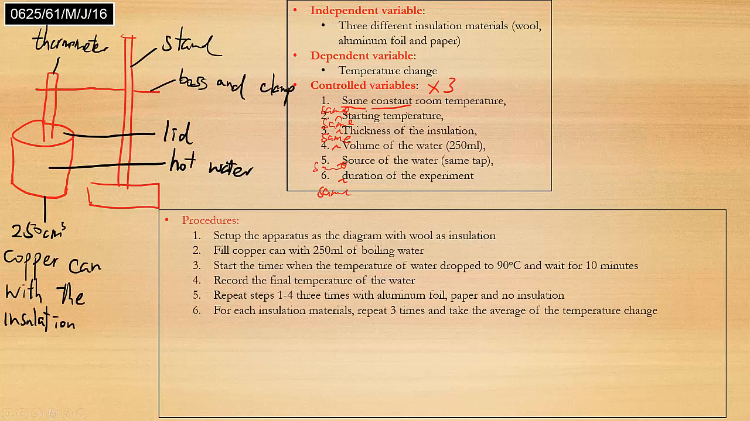Anyway, for the procedures, I think it's very simple. You set up the apparatus as shown here, and I will start with wool as insulation. You fill up the can with water. I use boiling water, so that means it should be 100 degrees Celsius, but I don't really start the experiment at 100 degrees Celsius, because when you pour the water into the can, it instantly drops the temperature. So it's not wise and not accurate to use boiling water directly. See how I do it instead. Look at number three: I will start the timer when the temperature of the water, shown on the thermometer, drops to 90 degrees Celsius, and then wait for 10 minutes.